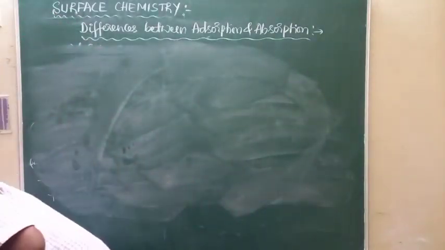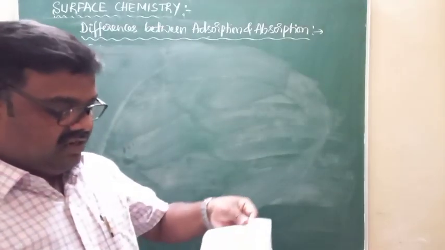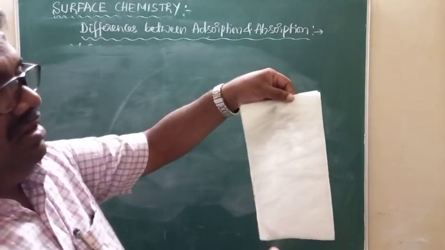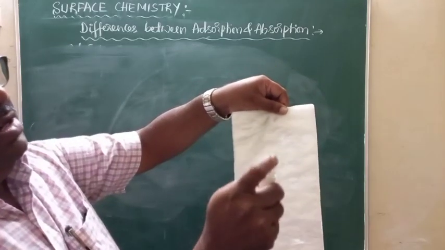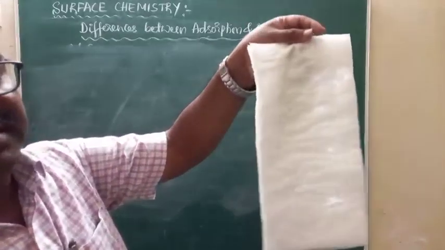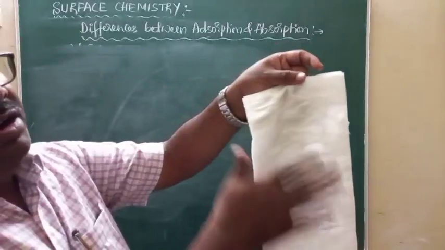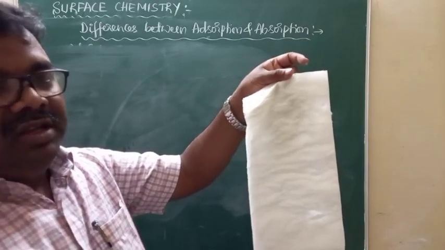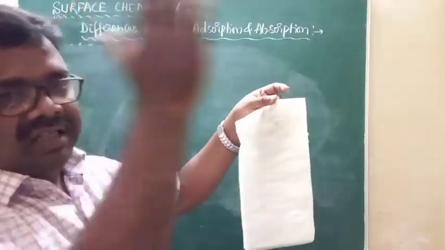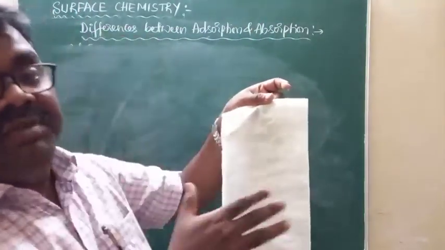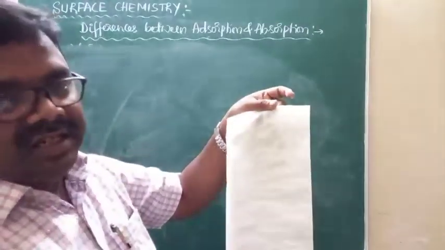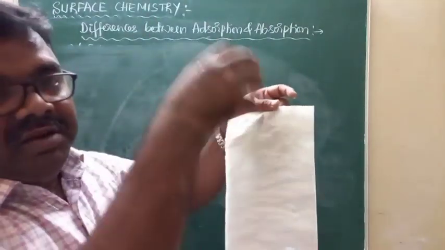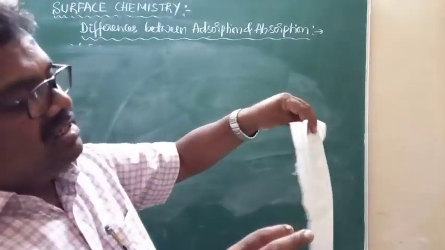Whereas if I take the tissue paper here, I am going to spray water over the tissue paper. Look at this. Just observe, water particles are absorbed by the tissue paper. I cannot remove these water particles from the tissue paper easily, as I did in the case of the plastic sheet. Therefore, the accumulation of water particles on the plastic surface is adsorption, whereas assimilation of water particles in the tissue paper is absorption. The water particles are penetrated into the bulk of the tissue paper, so removal is not easy here.